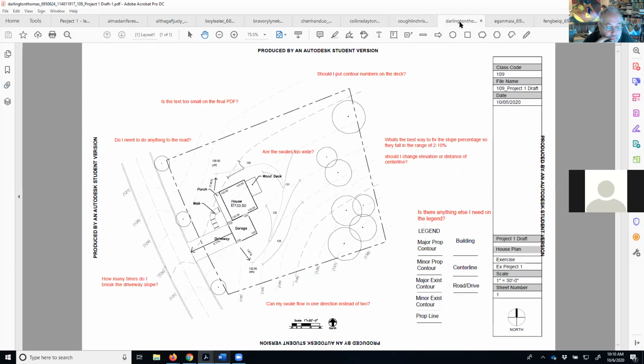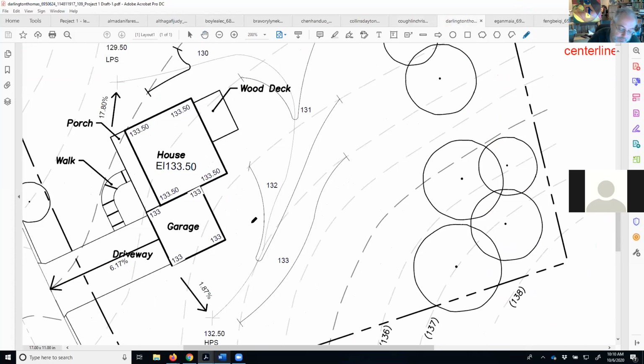All righty, let's go through this. We'll start at the upper left. Is the text too small for the PDF? No, text is fine. However, you already know that these guys go outside the building, right? These guys being these spot elevations, both the text and the spot go outside the building.